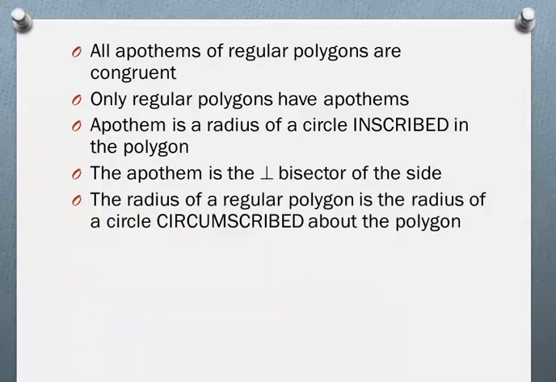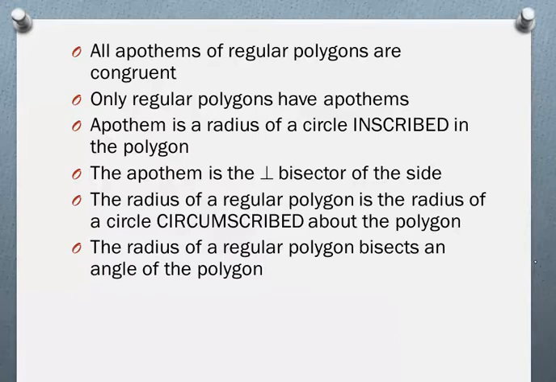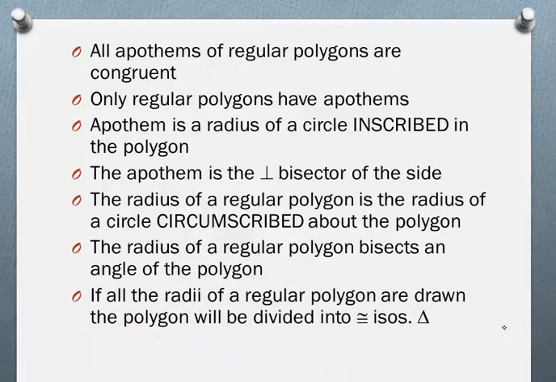The radius of a regular polygon is the radius of a circle circumscribed about the polygon. The radius of a regular polygon bisects an angle of the polygon. If all the radii of a regular polygon are drawn, the polygon will be divided into congruent isosceles triangles.